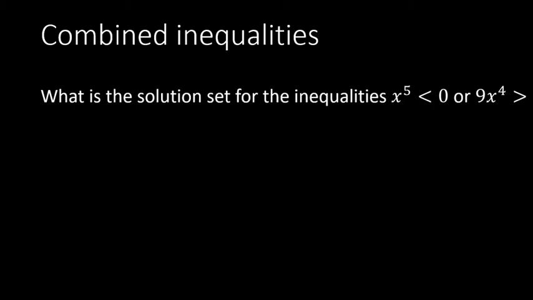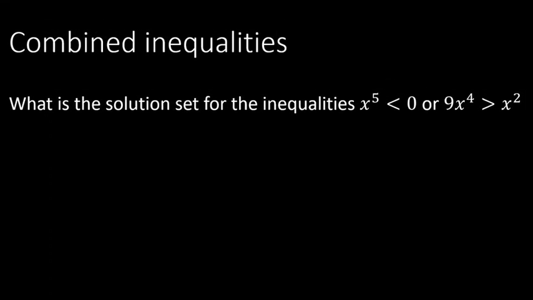What is the solution set for the inequalities x to the 5th is less than 0 or 9 times x to the 4th is greater than, and I think that cut off for you a little bit. Let's see. There we go. 9 times x to the 4th is greater than x squared. So here's another combined inequality example.